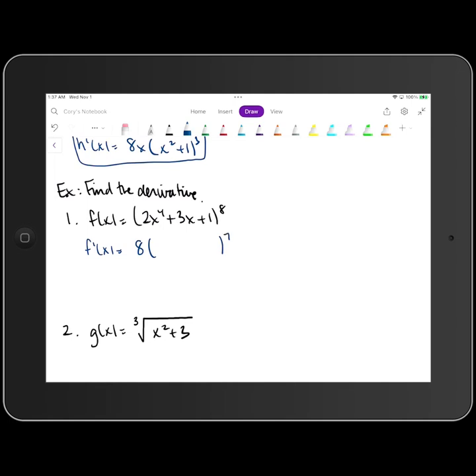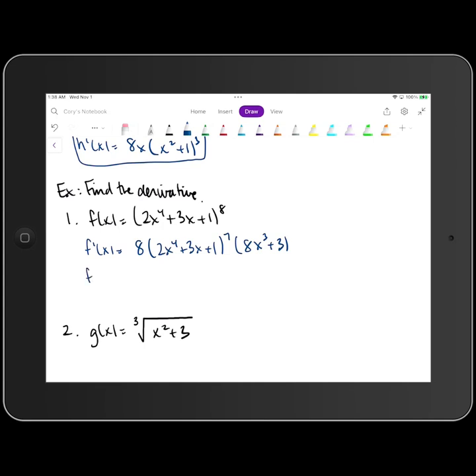We're going to evaluate that at the inner function. So the inner function is 2x to the 4th plus 3x plus 1. And then we're going to multiply that by the derivative of the inner function. So the derivative of 2x to the 4th plus 3x plus 1 is going to be 8x cubed plus 3. And we're not going to multiply this out because the factored form is the most simplified form for our derivative.